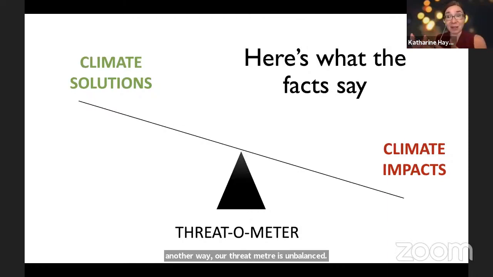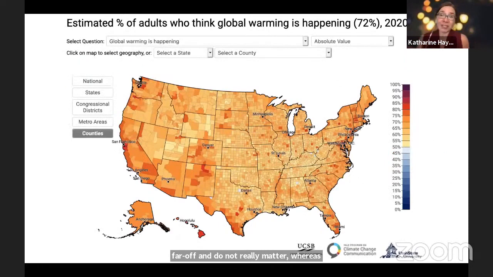So how do we address the sense of disconnection? Well, these maps show what it looks like. I actually want to give you a picture of what this disconnection looks like. Across the United States, and this is just an example, but we do see similar patterns in other rich countries. Across the US, most people will say, yes, climate is changing. Any county here that is orange means more than 50% of people said yes. And the darker the color, the more people said yes.